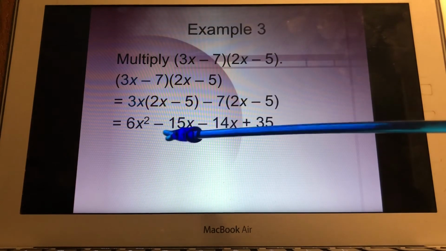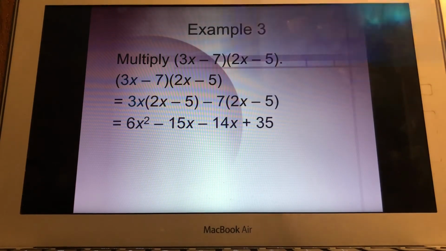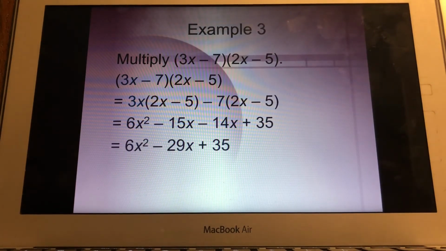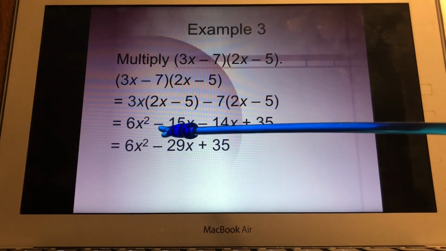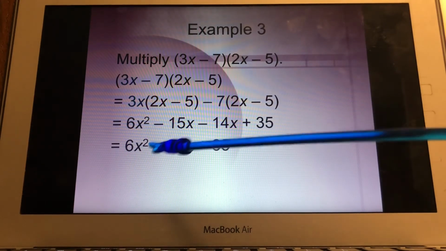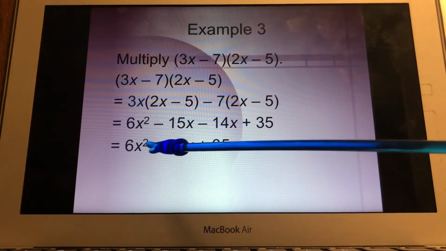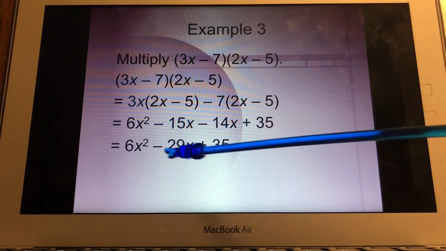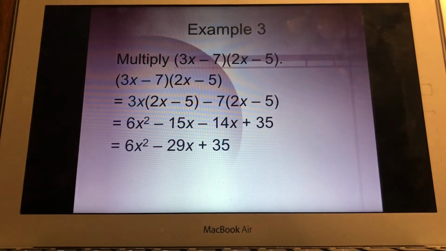Now I can simplify my x's right here. And that's just going to give me negative 15 minus 14, so I'm basically adding the two negative numbers, right? 6x squared minus 29x plus 35. And that's my final answer.